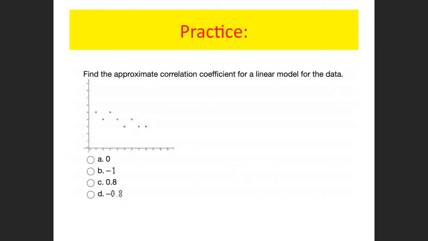In this problem here, if I drew another straight line, it's not going to touch every point. And it's negative. It's definitely negative. So I'm going to go with -0.8 for this one, because 0 definitely would not be it, and -1 is not perfect correlation. 0.8 would be a positive slope, and this has a negative one, so I'm going with -0.8 for that one.